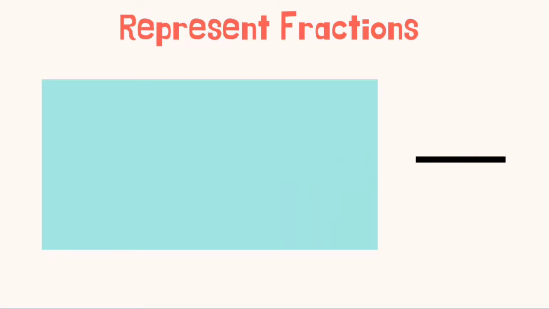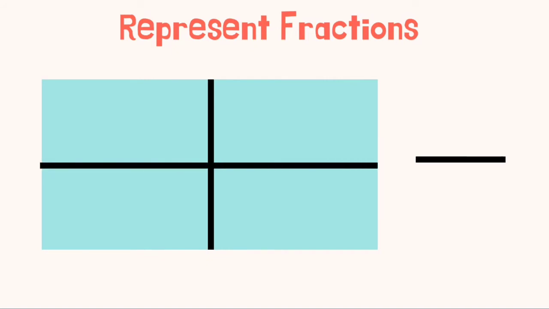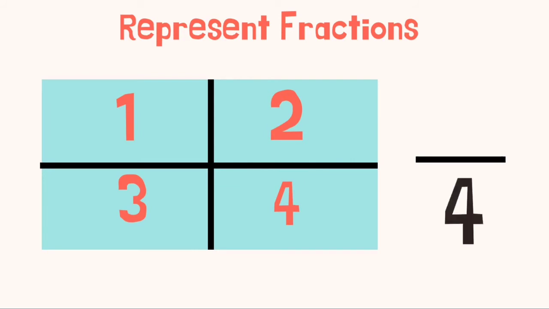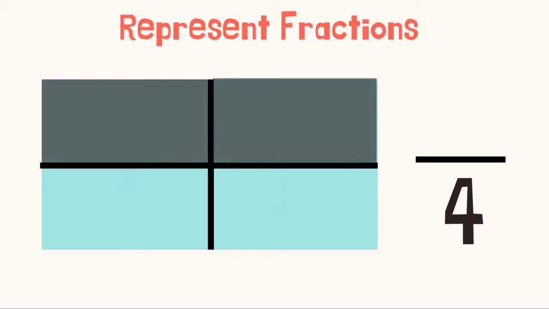Let's divide this rectangle into 4 equal parts. You have 1, 2, 3, 4 equal parts. That will be our denominator. And if we get 2 parts of it, that will be our numerator. So we have 2/4.